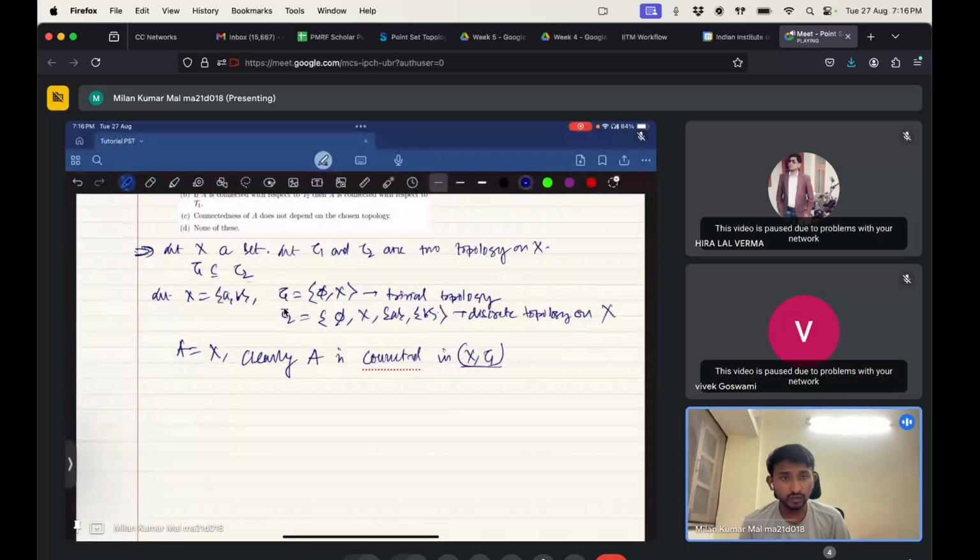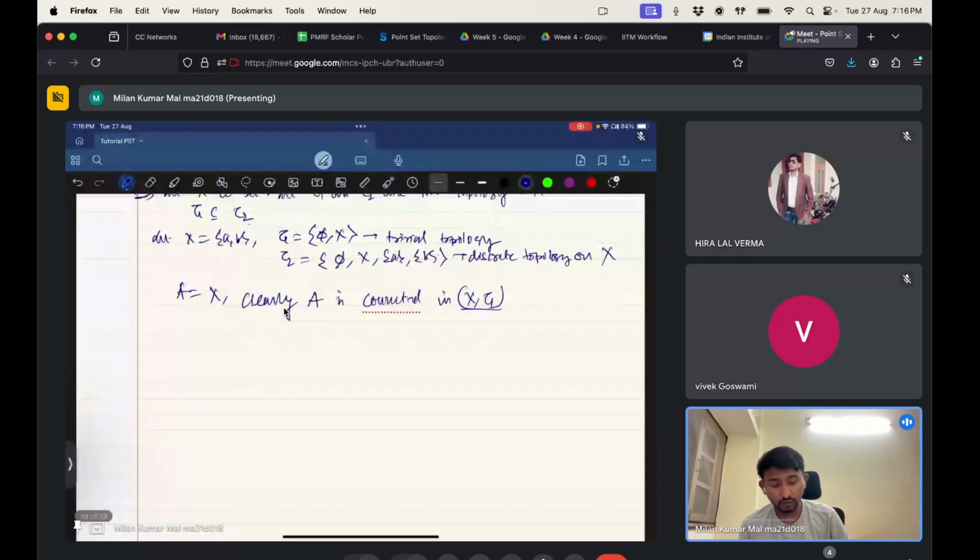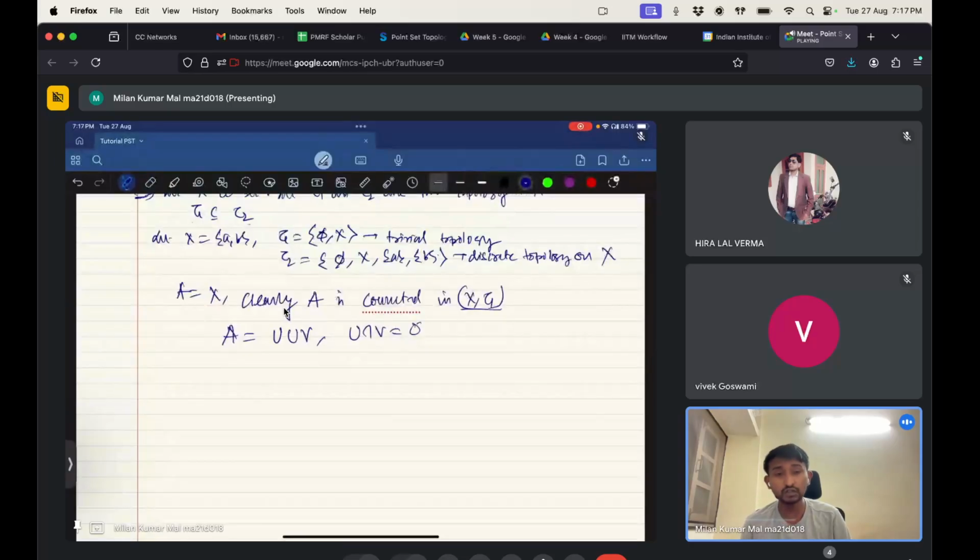A set is said to be disconnected if there exist two non-empty open subsets U and V such that U intersection V is empty, that means U and V are disjoint, and their union is actually A. Then we call A disconnected.